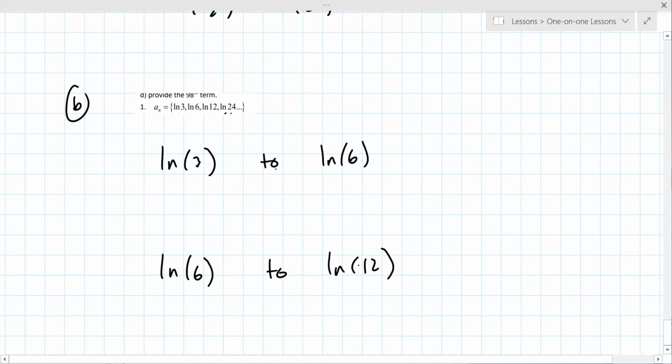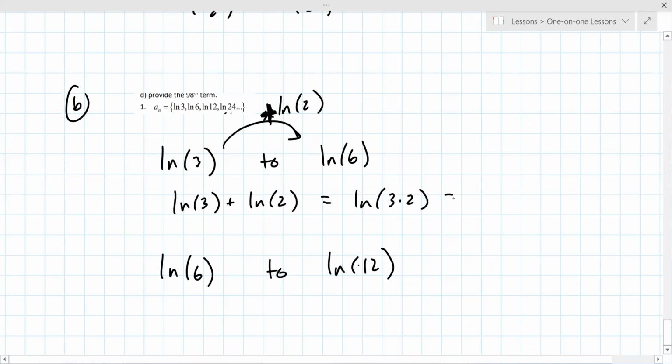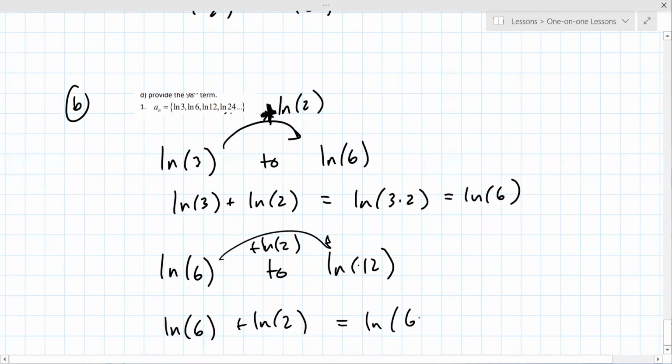And we've already talked about this. You're multiplying by natural log of 2. Okay, I'm sorry, you're adding natural log of 2. Because the natural log of 3 plus the natural log of 2 equals the natural log of 3 times 2, which is the natural log of 6. So how does that work here? Do I add natural log of 2? Well, let me try it. Natural log of 6 plus natural log of 2 equals natural log of 6 times 2, which is the natural log of 12.